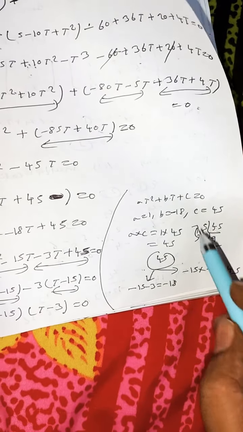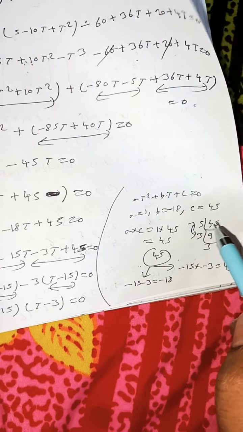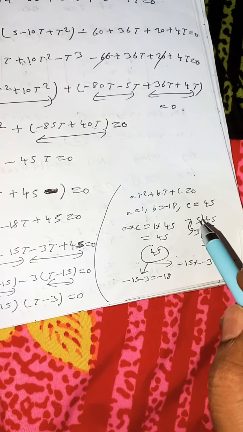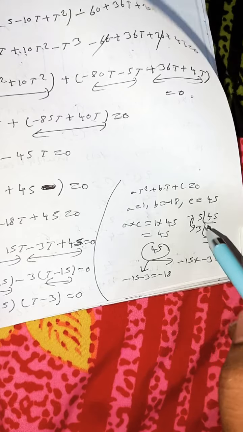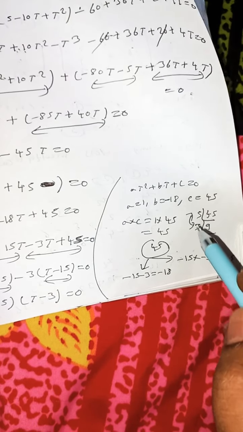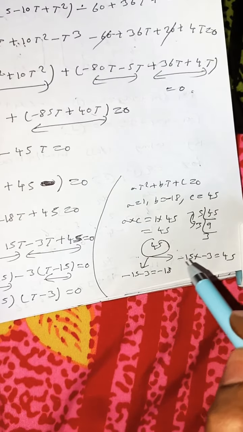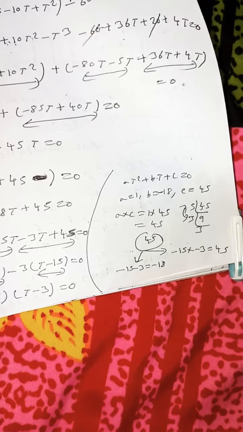45 prime factors: 5 times 9, 3 times 3. So 45 can be written as 15 times 3. Here 15 plus 3 is 18, so we need minus 18. If you take minus 15 and minus 3, which sum to minus 18, then minus 15 into minus 3 is plus 45.